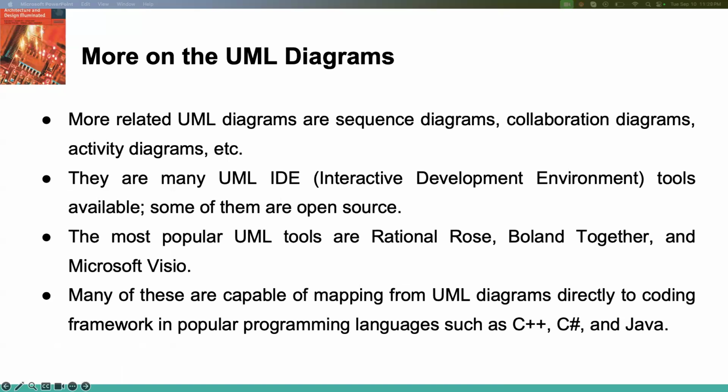There are many UML IDE tools available. IDE is Integrated Development Environment. These tools help in creating and managing UML diagrams. Some of these tools are open source, while others are commercial. Some of the most widely used UML tools are Rational Rose, Borland Together, or Microsoft Visio. These tools not only help in designing UML diagrams, but also support code generation, meaning they can map UML diagrams directly into popular programming languages like C++, C Sharp, and Java.